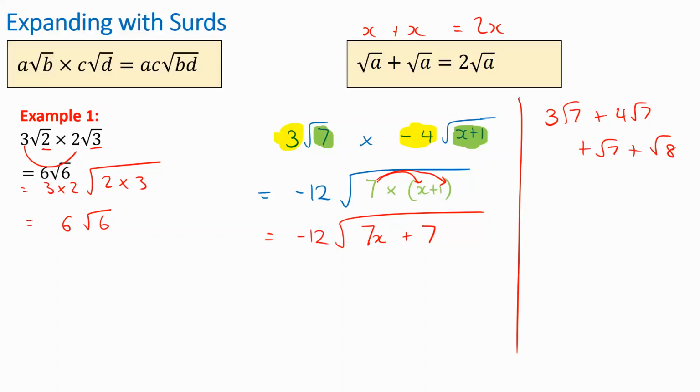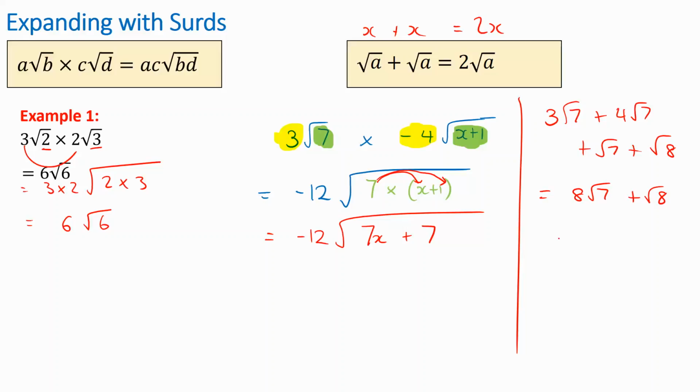No, that doesn't make sense, because you have to understand, well, what does 3 root 7 mean? It means I've got 3 groups of root 7: root 7 plus root 7 plus root 7. I've got another 4 groups of these, so root 7 plus root 7 plus root 7 plus root 7. And then I've got another root 7. So I've got 8 of them. I've got 8 of these root 7s plus a root 8. So my answer should be 8 root 7 plus root 8, because the root 7's are treated like x's.